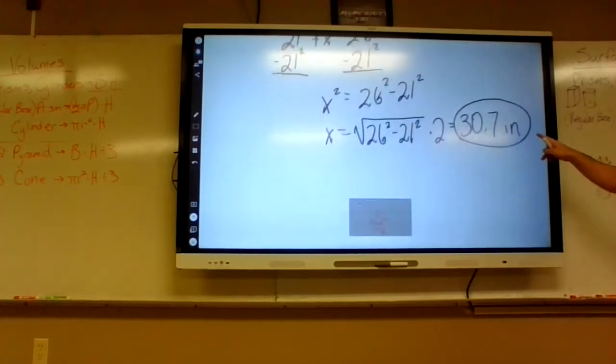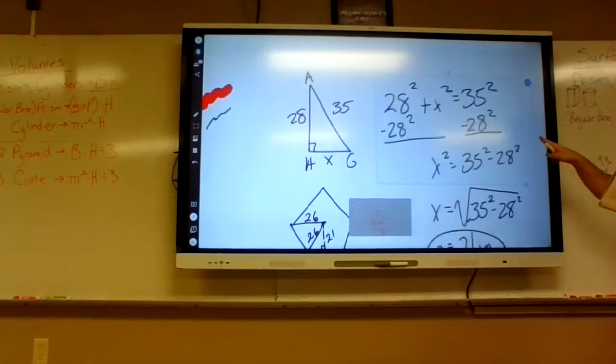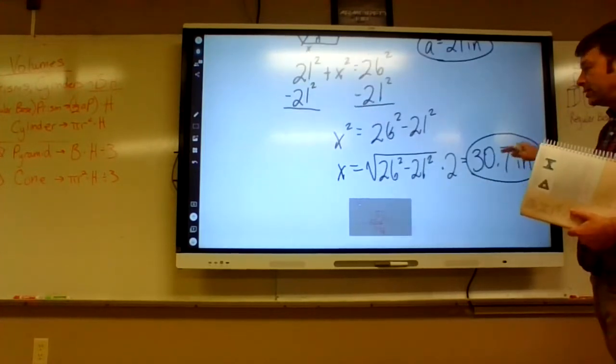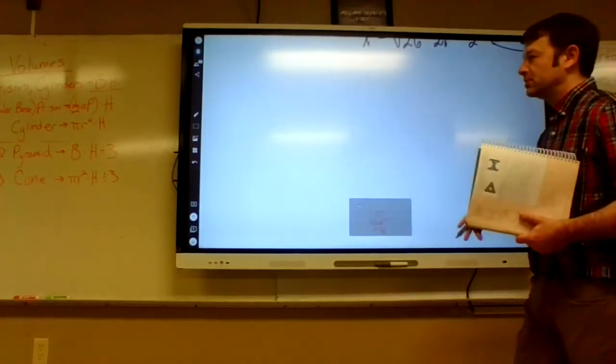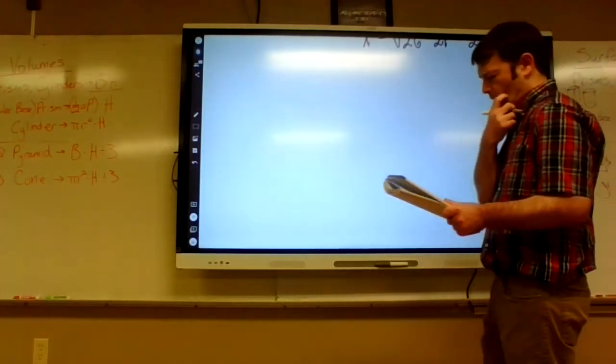What is base? Well, we did it like 5 minutes ago. X squared gives you one side, so you just do that times 6. Or you can use the surface area of a prism. Alright.